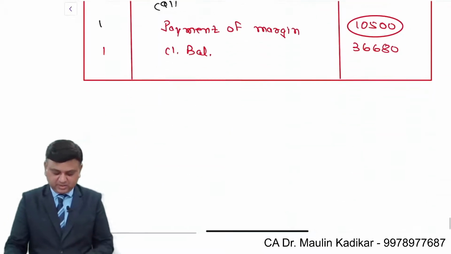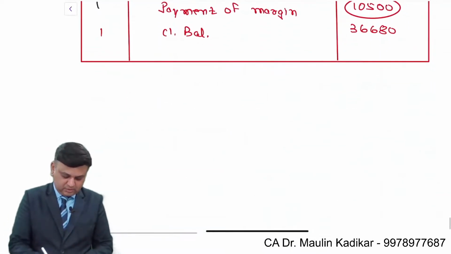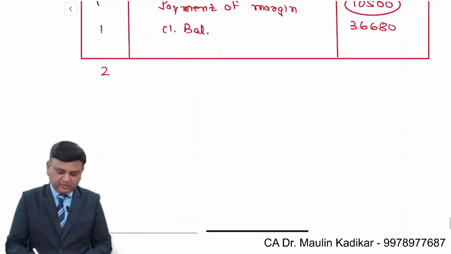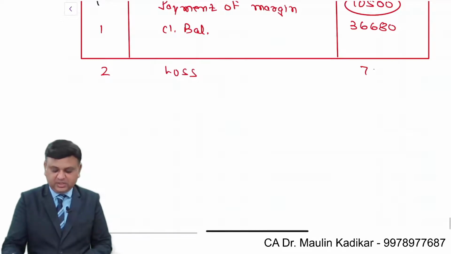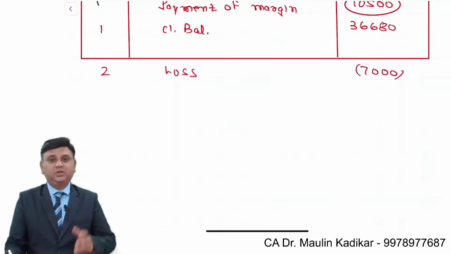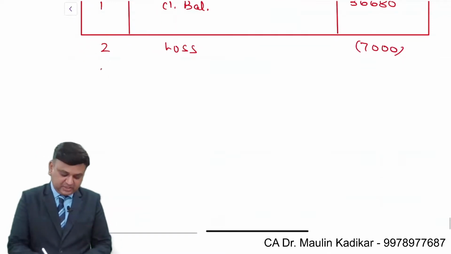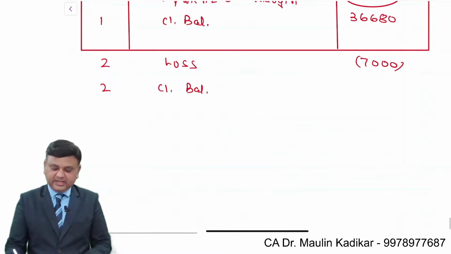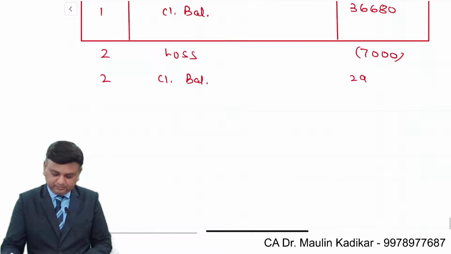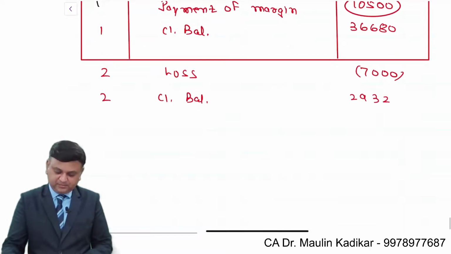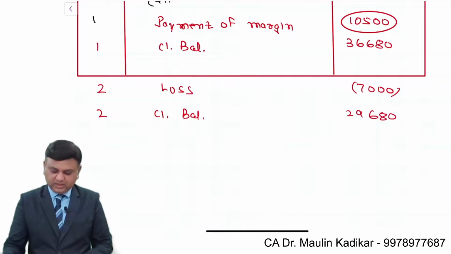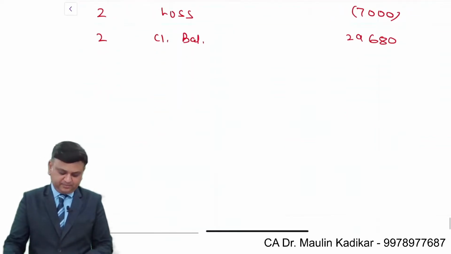Continuing with the further day 2. There is again a loss of 7,000. But don't worry, this time there is no payment of margin. Why? Because the loss is not of such an amount that the balance reduces below the maintenance margin. So the closing balance comes to, sorry, 29,680. It is higher than the maintenance margin, no problem.